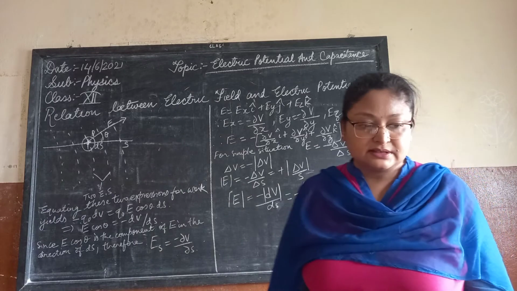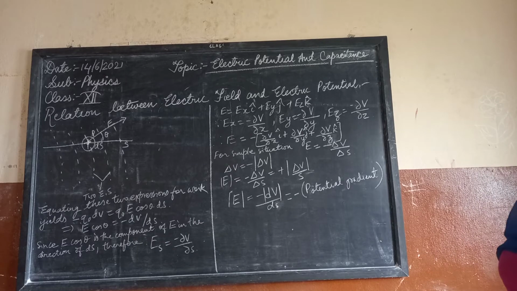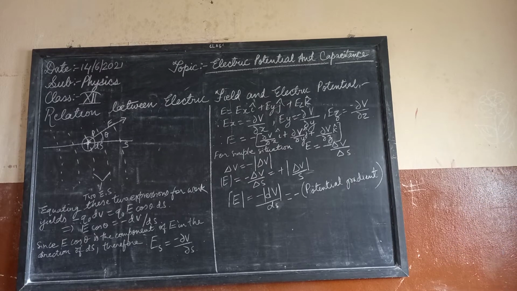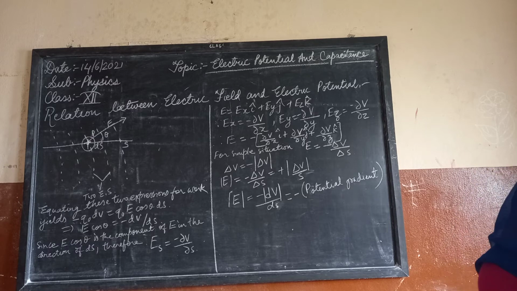For simple situations we take the equation E equals minus del V upon del s. The negative sign shows that the direction of the electric field is the direction of decreasing potential. The potential decreases in the direction of the electric field, so it is written with a minus sign. So we can write E equals minus del V upon del s.